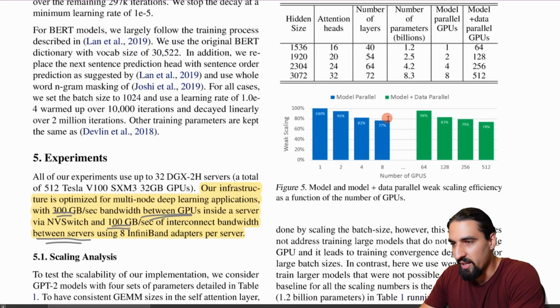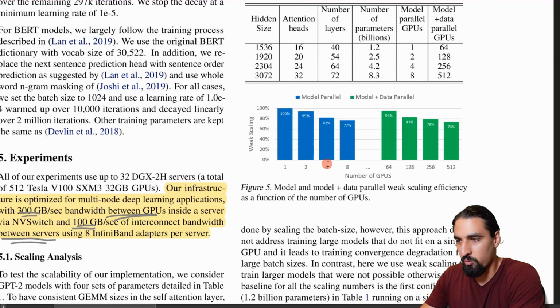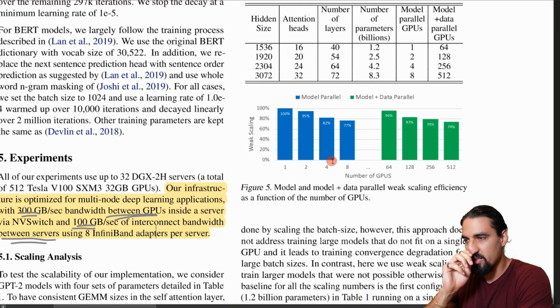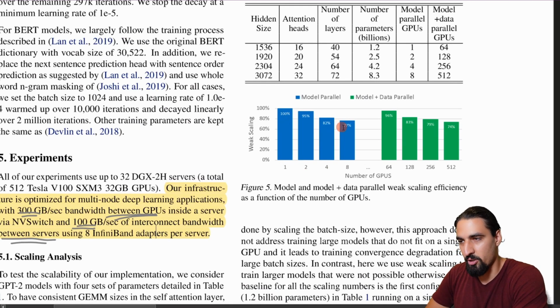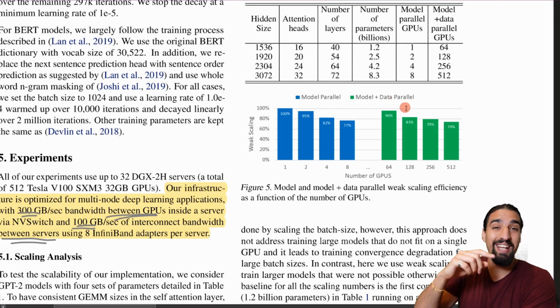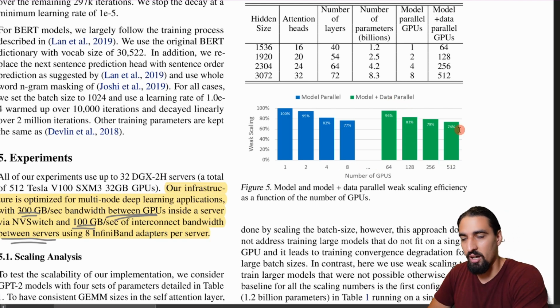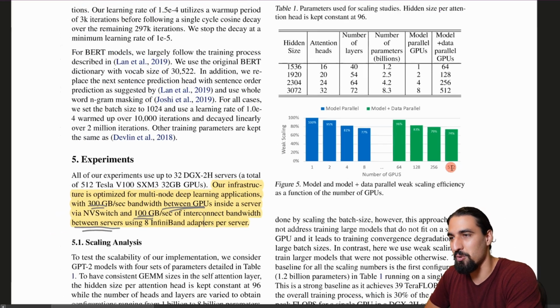You can see here that scaling from 1 to 2 to 4 to 8 GPUs, the efficiency kind of drops, but not significantly. So here is the 77% for the 8-way model parallelism, and if you combine it with the data parallel approach, then you still have 74% for 512 GPUs. That's huge. That's huge.